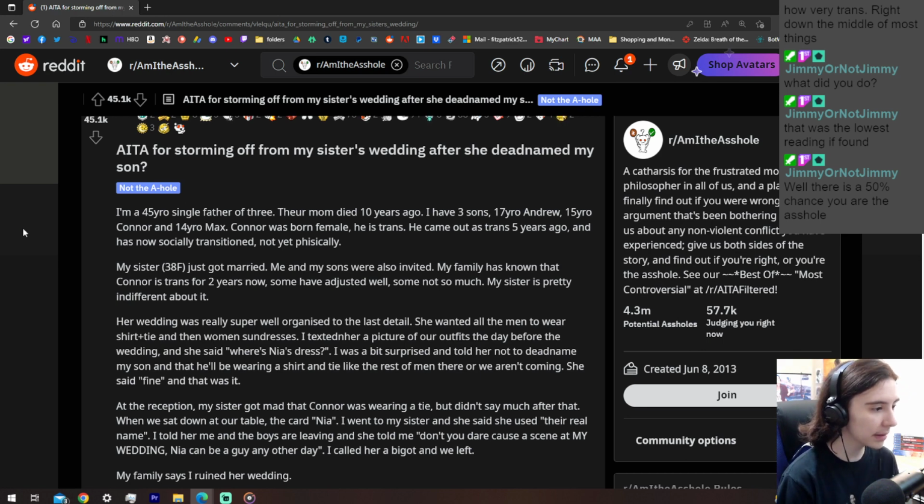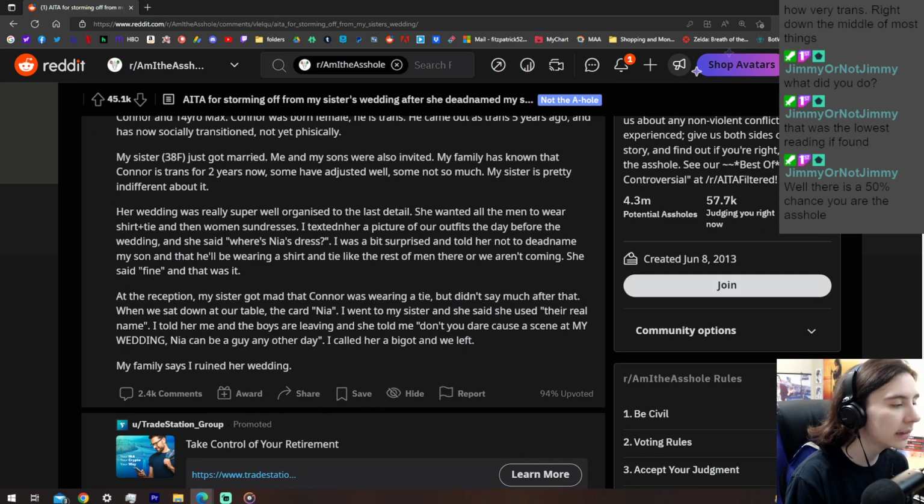At the reception, my sister got mad that Connor was wearing a tie, and didn't say much after that. When we sat down at our table, the card said dead name. I went to my sister, and she said she used, quote, their real name. I told her me and the boys are leaving, and she told me, don't you dare cause a scene at my wedding. They can be a guy any other day. I called her a bigot, and we left. The family says I ruined her wedding. Am I the asshole?